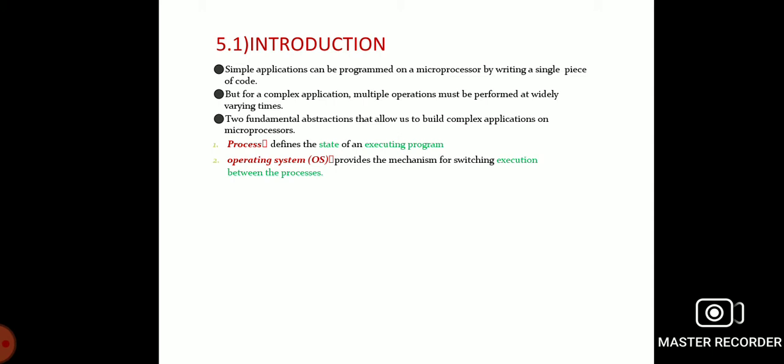a simple application can be programmed on a microprocessor by writing a single piece of code, but for a complex application, multiple operations must be performed at widely varying times. So the two fundamental abstractions that allow us to build complex applications on a microprocessor are the process, which defines the state of an execution program, and the operating system, that is the OS, which provides the mechanism for switching the execution between the processes.